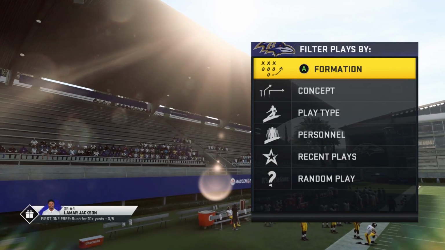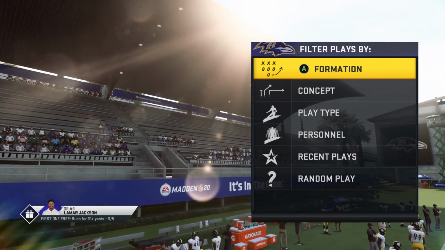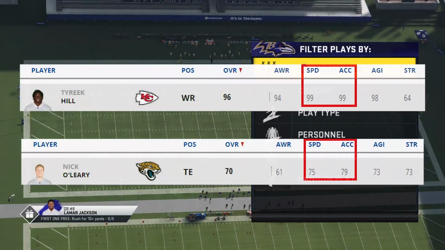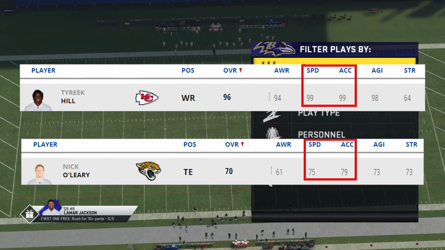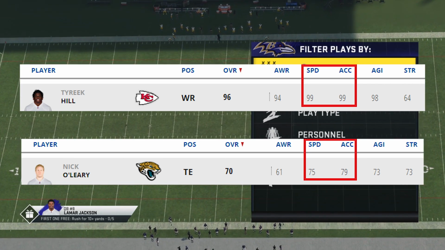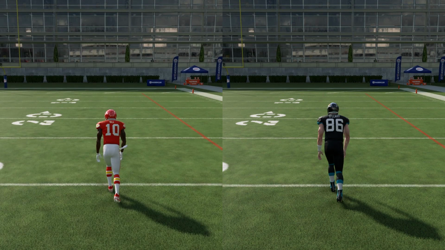We can put this equation to the ultimate test by using it with two players who have wildly different speed and acceleration ratings. Tyreek Hill, who has 99 speed and 99 acceleration, and Nick O'Leary, who has 75 speed and 79 acceleration. Let's say we want to find out how many yards of separation Hill will gain on O'Leary over a distance of 30 yards.